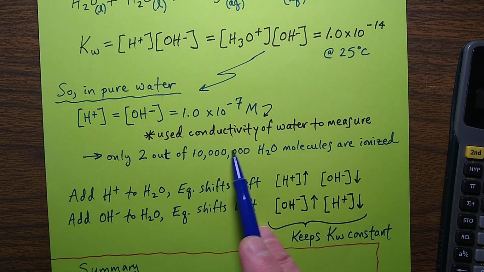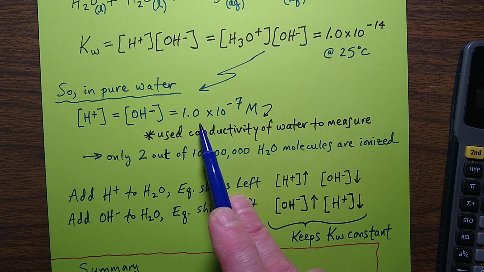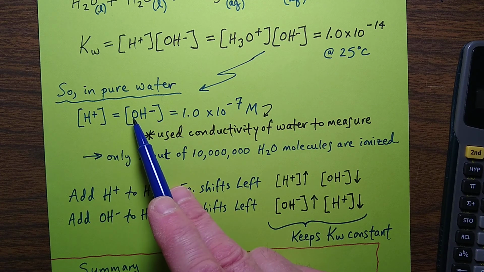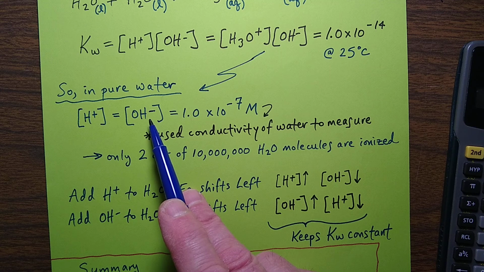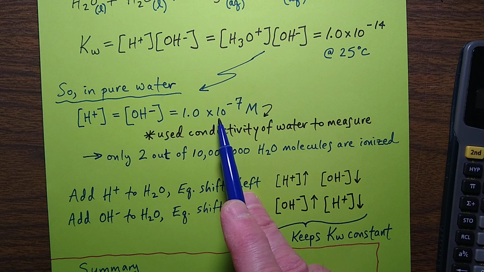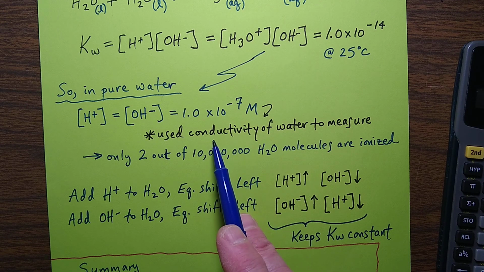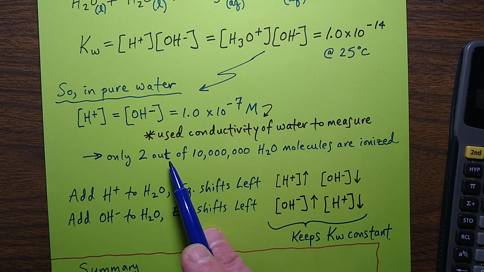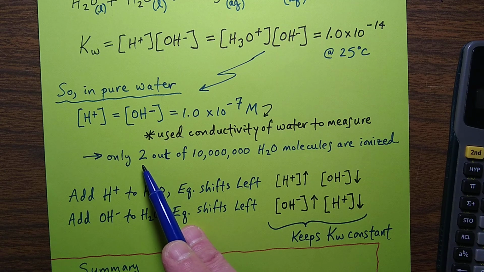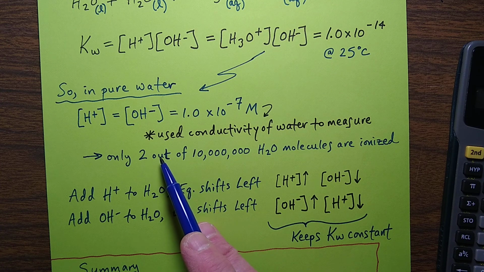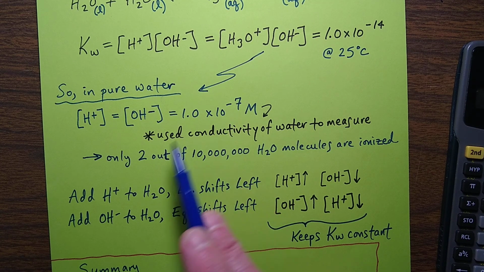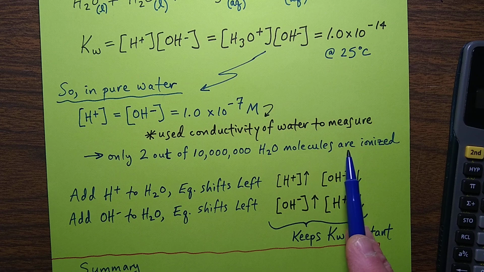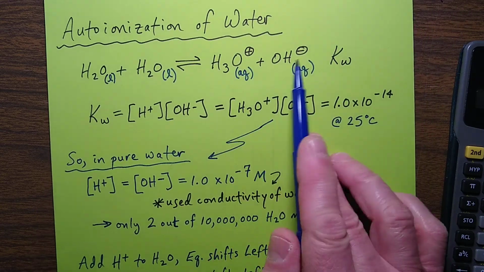So going back a little bit, the 1 times 10 to the negative 7th power is just how many protons and hydroxide ions are in a sample of pure water. Very, very low number. It's really 2 out of every 10 million molecules of water that are ionized. That's really almost nothing, but it's actually something we can measure. We have instruments that can measure that very low number. But that's what that number means. Only 2 out of every 10 million water molecules is actually ionized into these things.